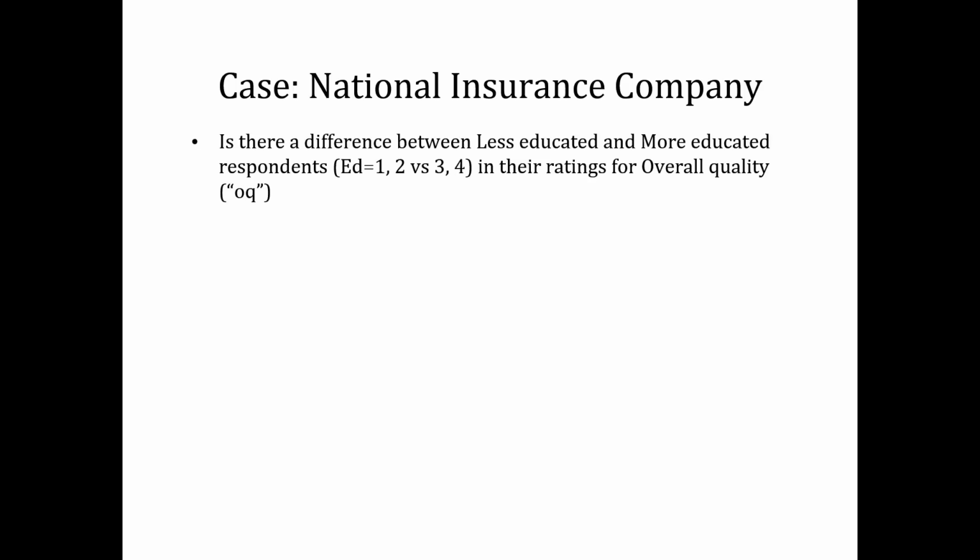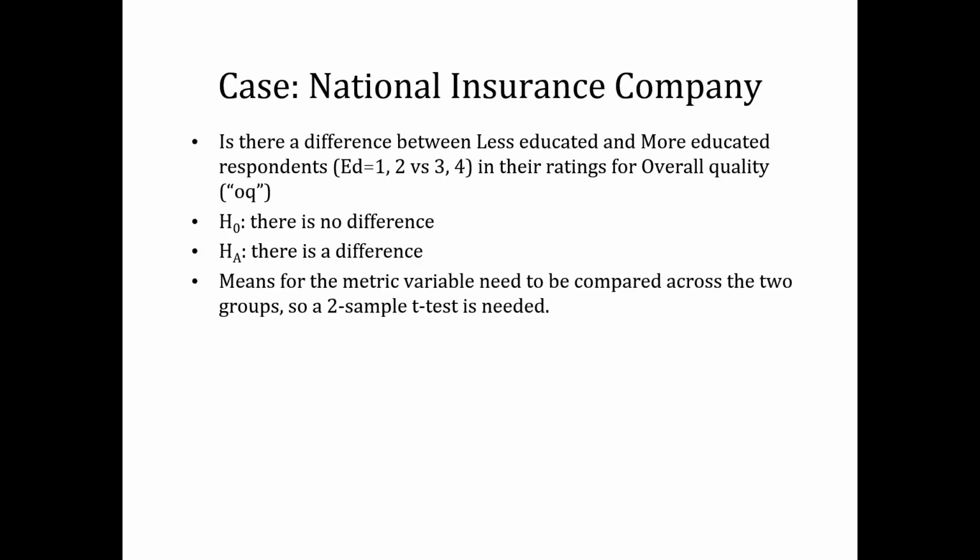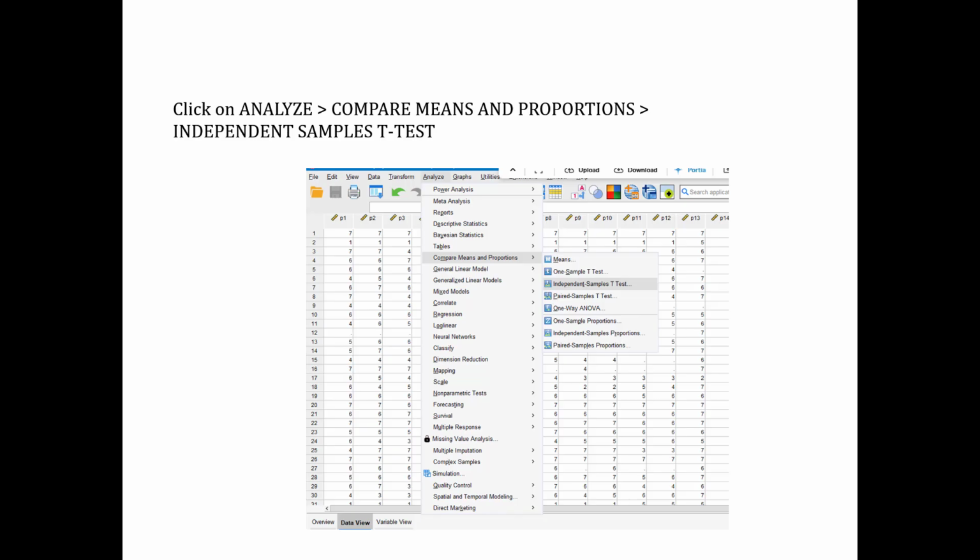Let's look at the data from the national insurance case. The question we want to answer is: is there a difference between less educated and more educated respondents, that is, those with education equals 1 and 2, and those with education equal to 3 and 4, in their ratings for overall quality? The H0 is that there is no difference, and the alternative is that there is a difference. We need to compare the mean rating for overall quality for the two groups, so a two-sample t-test is needed.